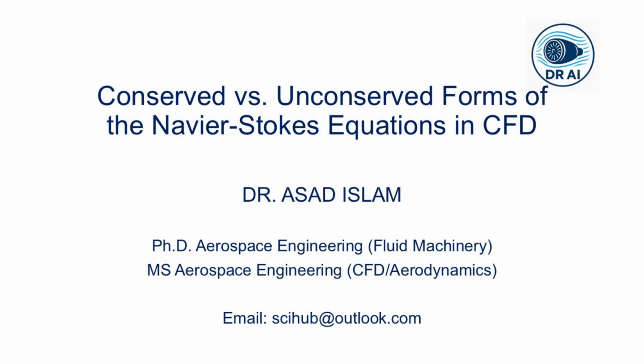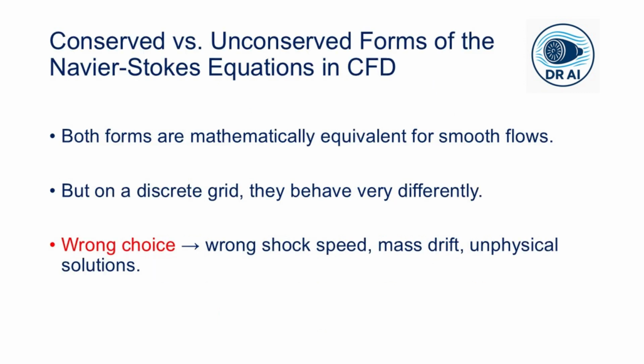Dear students, welcome. Today we are going to dive deep into one of the most important yet most often misunderstood topics in computational fluid dynamics, which is the difference between the conserved and the unconserved forms of the Navier-Stokes equations. If you have ever run a CFD simulation that blew up for no obvious reason, or saw a shock wave move at the wrong speed, or noticed your total mass slowly drifting over time, you may have been bitten by the wrong choice of the equation form.